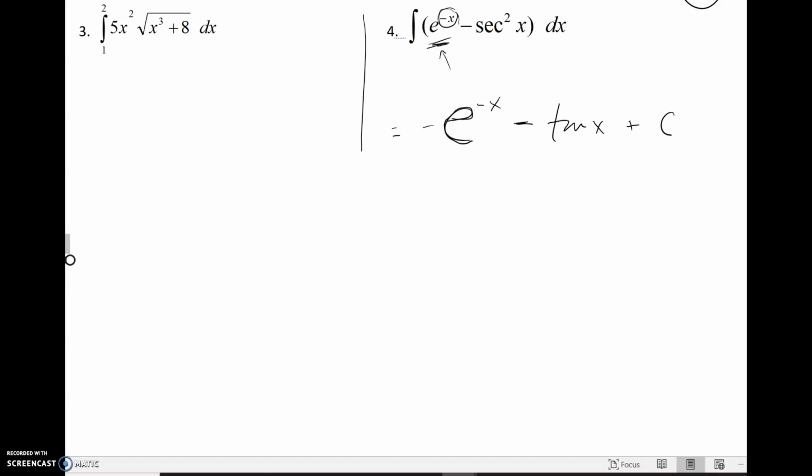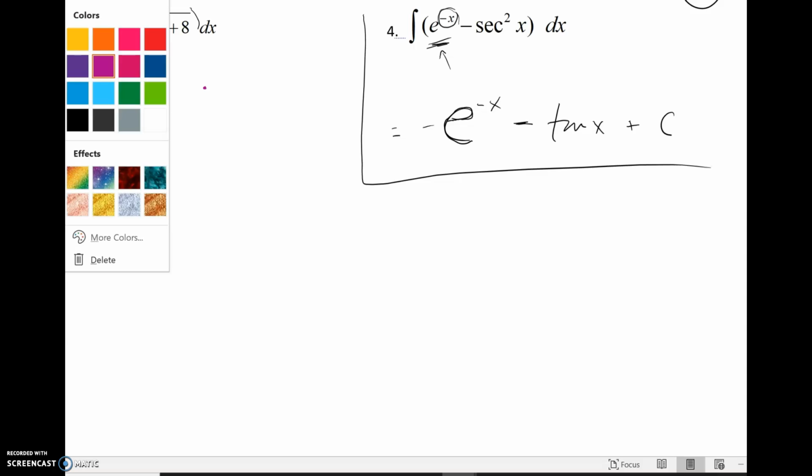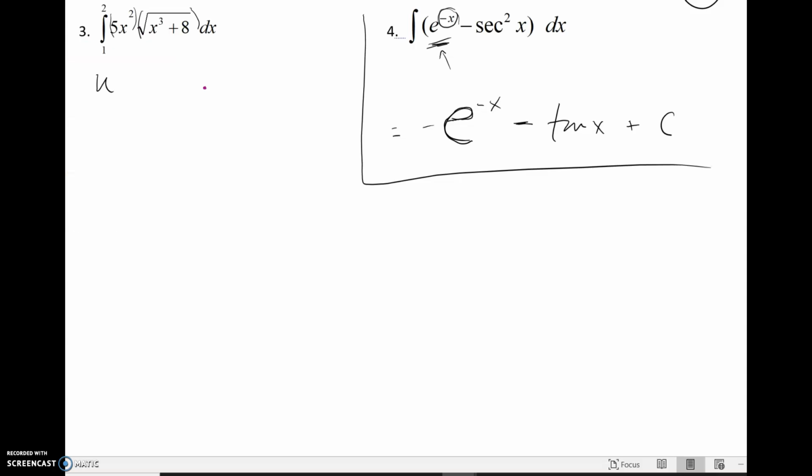Done. Okay. Now let's tackle this one. I got 5x squared and I got the square root of x cubed plus 8. So what I have to do is, this should be a pretty straightforward u-substitution. Typically we let u be the input function. So u is going to be the input function, which is x cubed plus 8, which means du is 3x squared dx, which means dx is du over 3x squared.